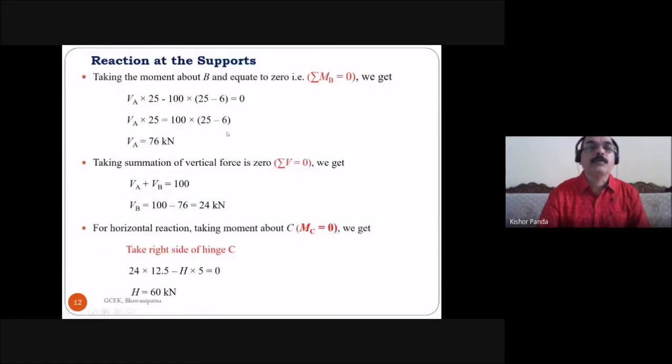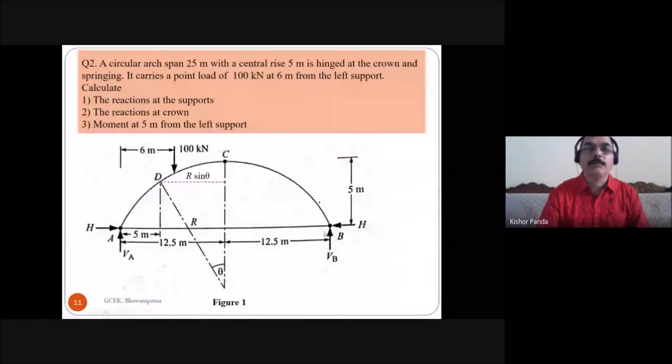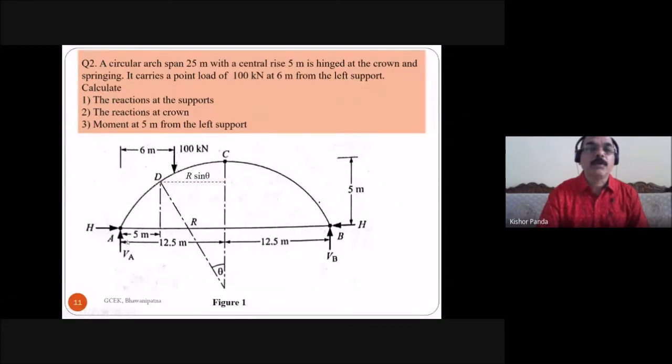So you will find the reactions at the supports by taking the moment about B and equating it to 0. Summation of MB is equal to 0. So we get VA into 25 here. When you are taking moment about the point, how many forces are on this side? There is one vertical reaction and one concentrated load. So take the moment of these two forces about the point.